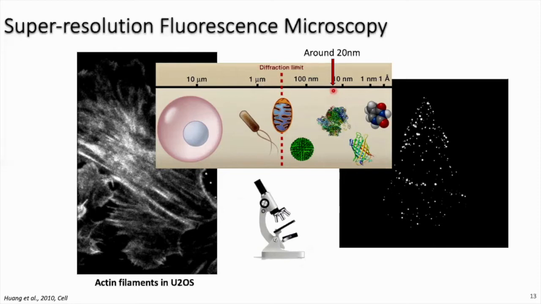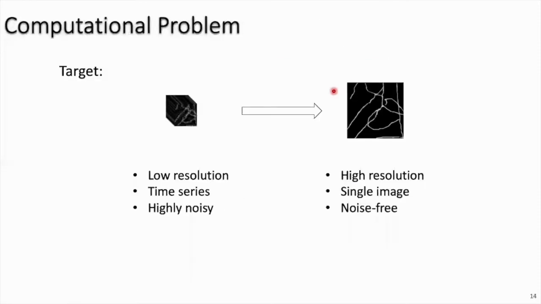But here is a computational problem left. That is how we can reconstruct this super resolved structure from those low resolution images. That's exactly the computational problem that we want to solve. Essentially, we want to reconstruct a super resolved structure image, which is a single and noise-free image, from those low resolution time series of highly noisy images. And within this reconstructed image, those white lines represent the structures that we care about. And also, they are related to the positions of those fluorescence proteins.